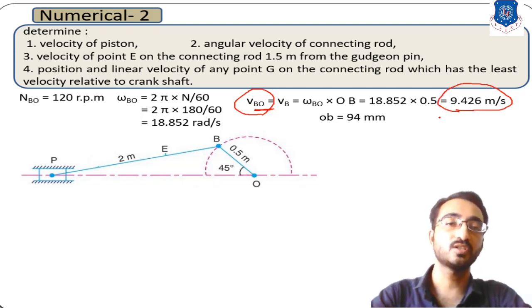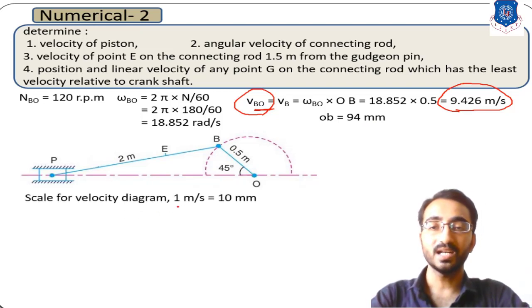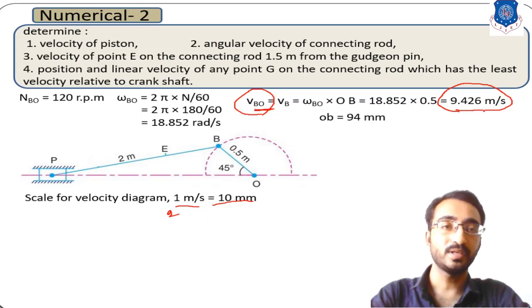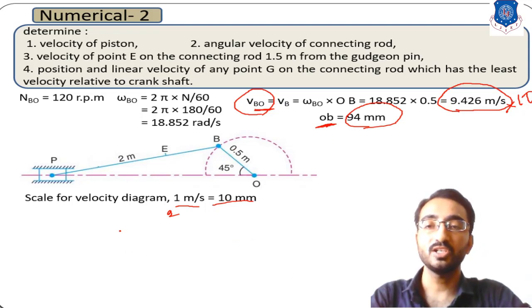So how will you sketch? Let's consider that the scale for the velocity diagram is 1 meter per second equal to 10 mm. So over here we can say 9.426 meter per second into 10 will give you the length of OB in the velocity diagram as about 94 mm. Okay, now with this help you can sketch your velocity diagram.